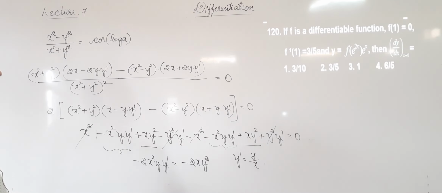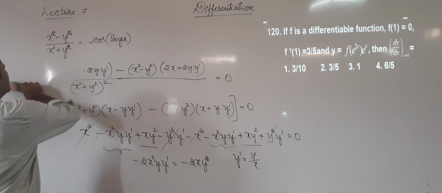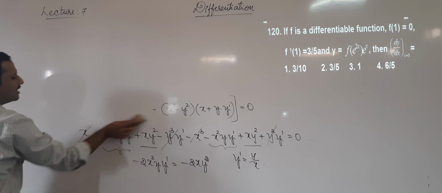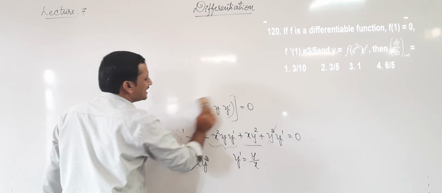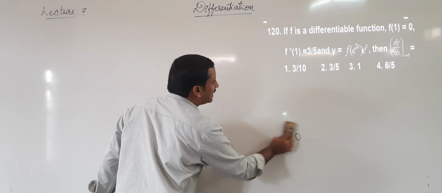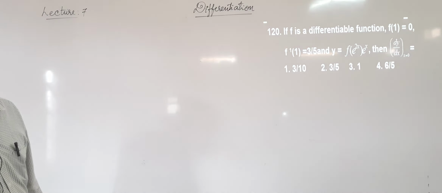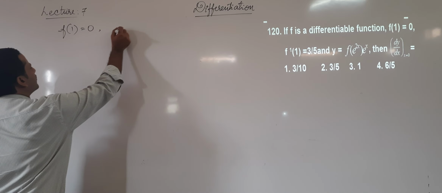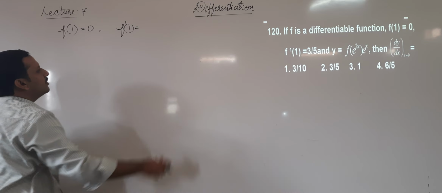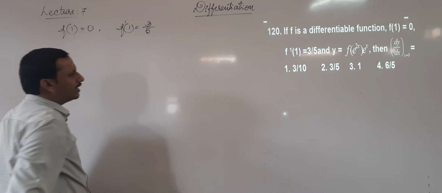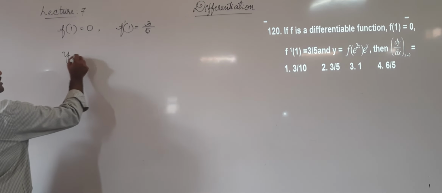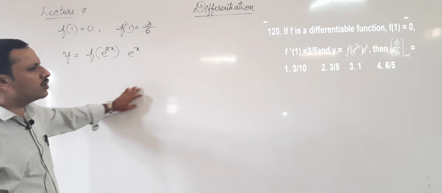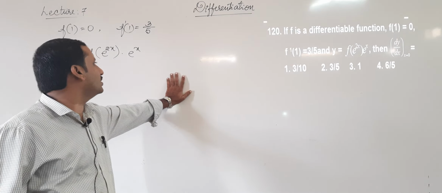Then 120. If f is a differentiable function, f of 1 is equal to 0, f dash of 1 is equal to 3 by 5 and y is equal to f of e power 2x into e power x, then dy by dx at x equal to 0 is. See, they have given that f of 1 is equal to 0 and f dash of 1 is equal to 3 by 5. Fine. And they have given that y is equal to f of e power 2x into e power x. We want to find out dy by dx at x equal to 0.